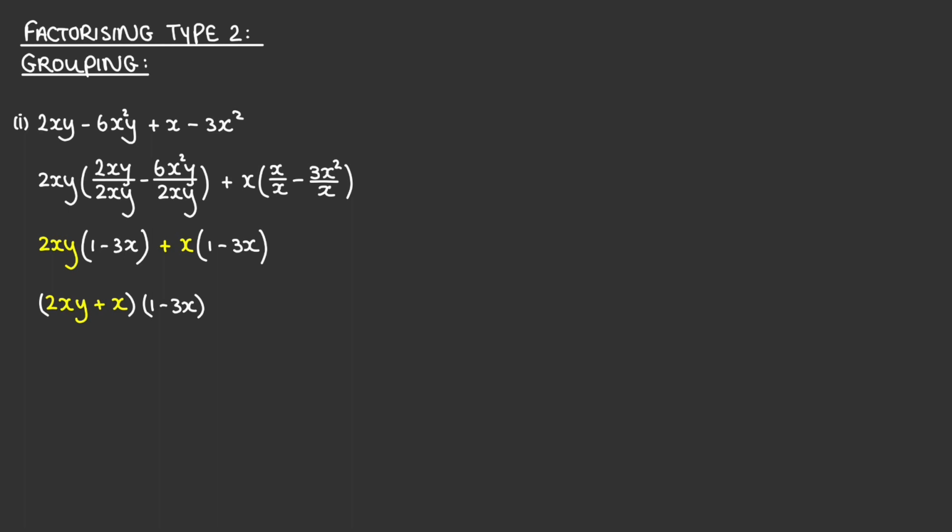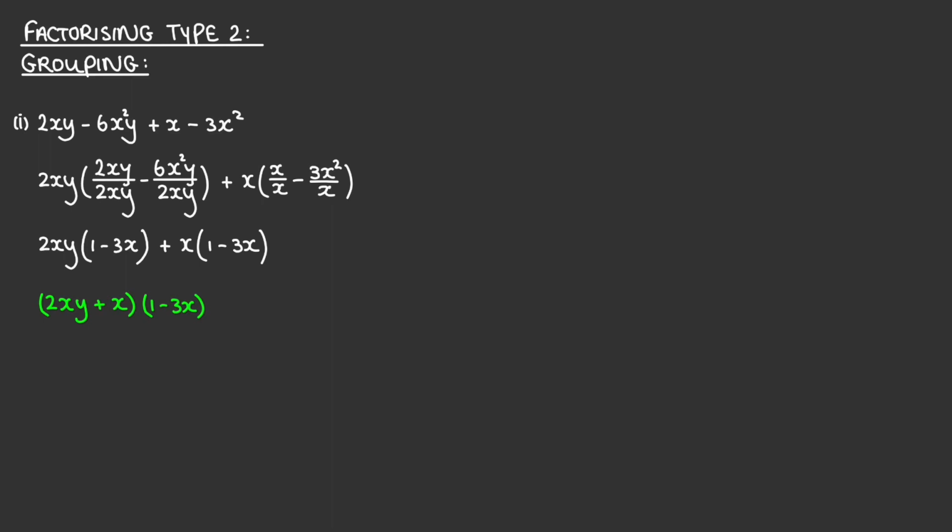Since 2xy and x are both being multiplied by 1 minus 3x, we can group them into the same bracket. This is because, if you remember from my previous section on how to factorize by taking out common terms, I explained factorizing as the reverse process of expanding out brackets. And by expanding out the brackets 2xy plus x multiplied by 1 minus 3x, you will end up with the previous line. So because of this, we have factorized by grouping, and we have ended up with our answer 2xy plus x multiplied by 1 minus 3x.